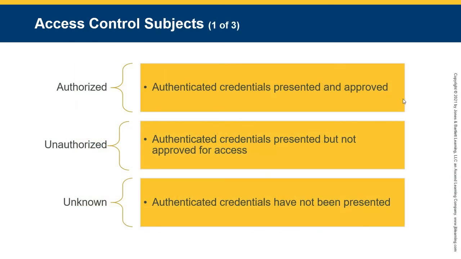Access control. This here is one of three: authorized. Authentication, credentials present and approved. So who is it? Most of the time this is simple, login and password. Unauthorized, authentication credentials presented but not approved for access. So they put the wrong password in. Unknown, authentication credentials have not been presented. So this is someone who's trying to hack in. They really don't know the password. So these are the different areas that we want to look at.